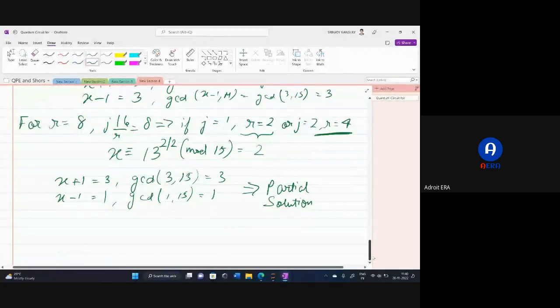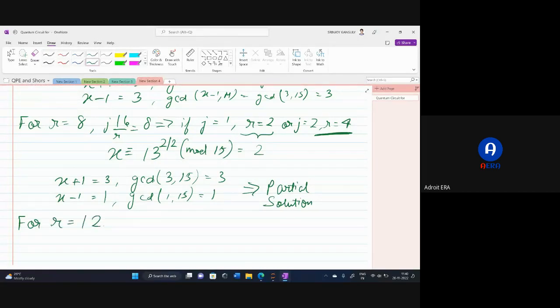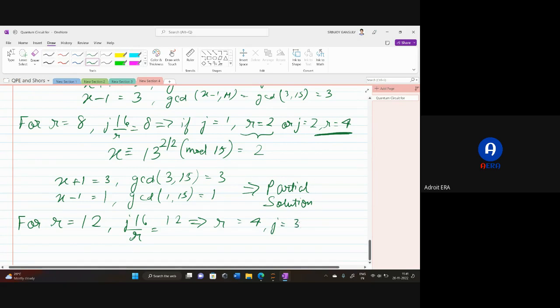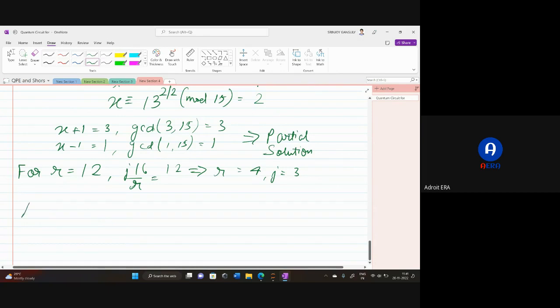Okay, so you can see how, with Shor's algorithm post processing analysis, you are able to get the result. Then r is equal to 12. The same thing you have to try. j16 divided by r is equal to 12, and that means that r should be equal to 4 and j is equal to 3. So r is equal to 4, we have already tried. So therefore, what is the conclusion?